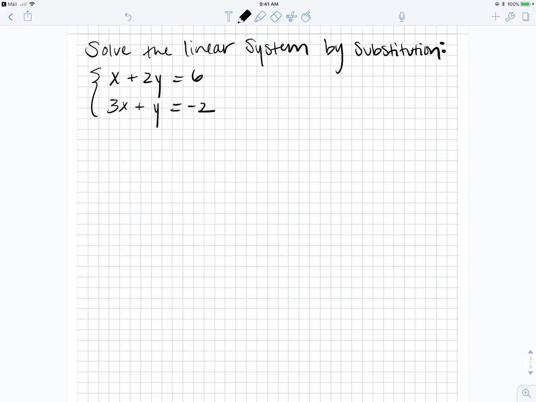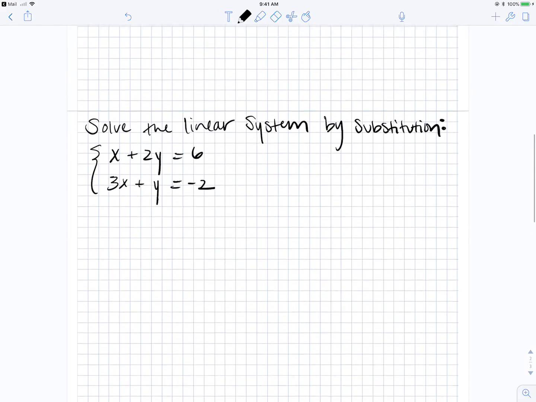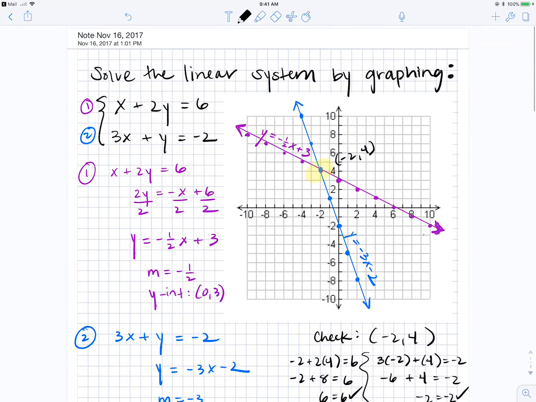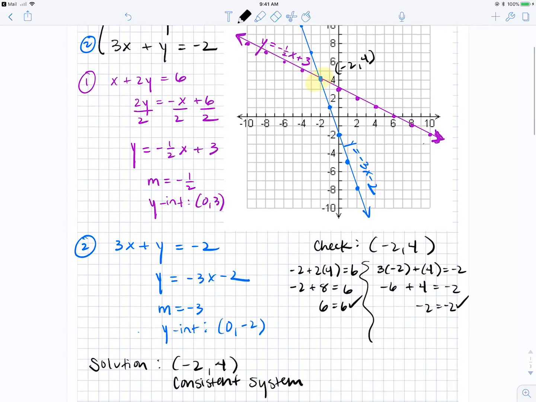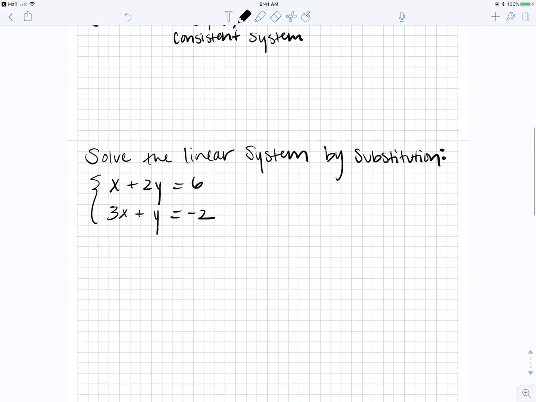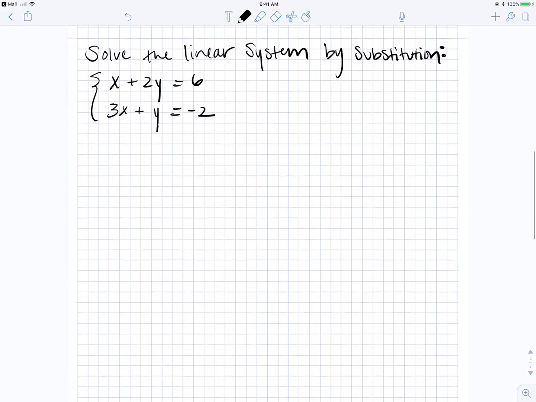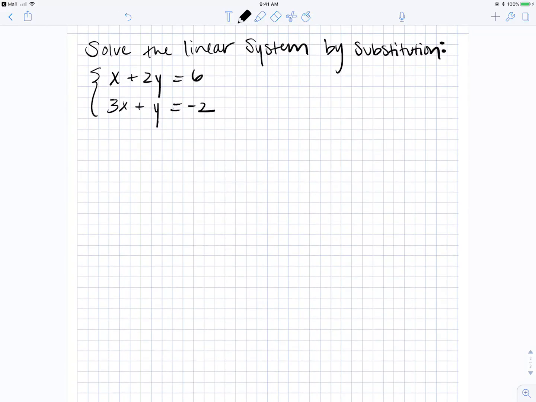Okay, you guys, so we're going to solve this linear system by substitution. And this is the same system that we just solved by graphing, so we should see, if we do everything correctly, that we get a solution of (-2, 4). Okay, so remember, to solve a linear system by substitution, we want to solve for one of the variables in one of the equations and then make a substitution in order to be able to solve for the value of one of the unknown variables.